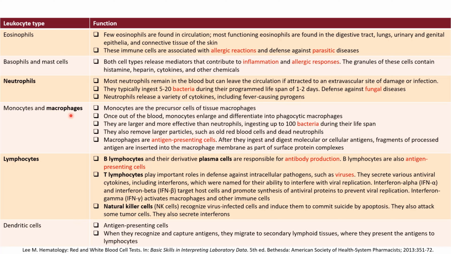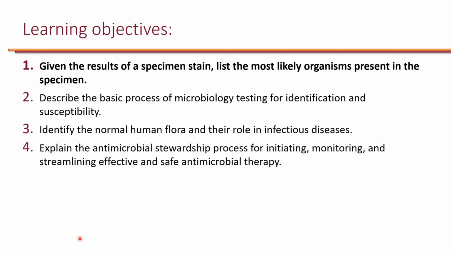Please pause this video and review the function of each of these leukocyte types. Now that we have a good foundation, let's take a look at our first learning objective. Given the results of a specimen stain, list the most likely organisms present in the specimen, and the specimen would be from the site of infection. So this could be blood, if somebody has infection in the blood, referred to as bacteremia, or could be urine, or sputum or CSF, or other types of specimen.